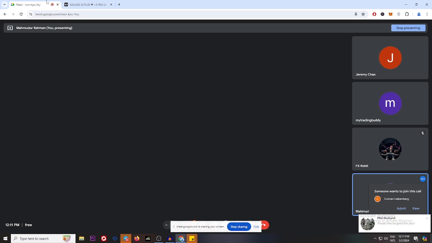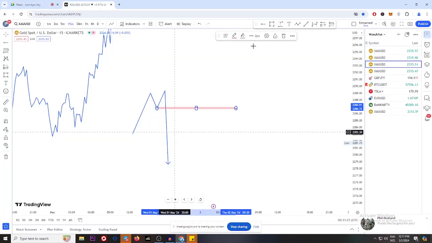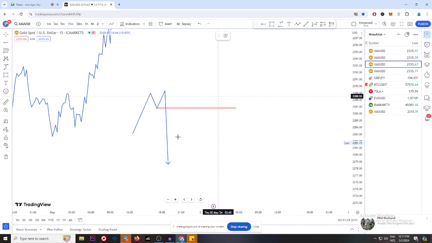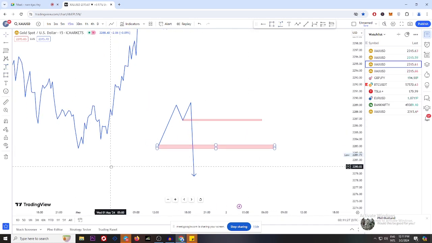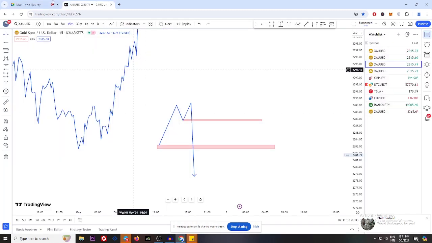Is there any option to automatically capture, like I have to go back every single time? Is there any option? Jeremy, you here? Jeremy, you here? Yes, I am.